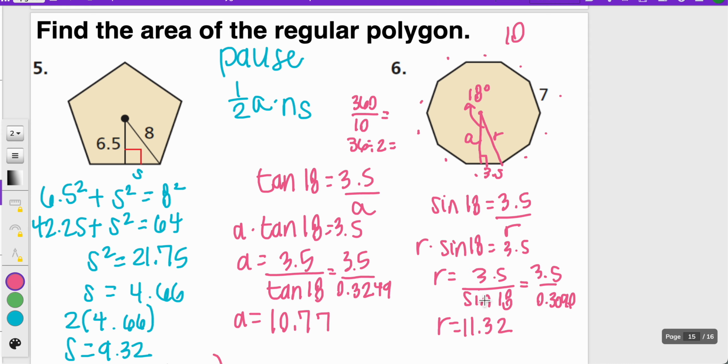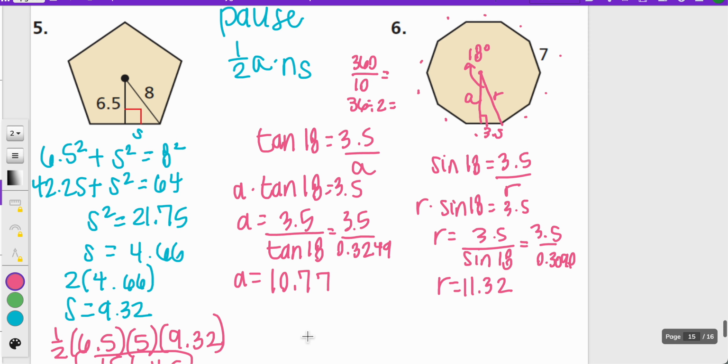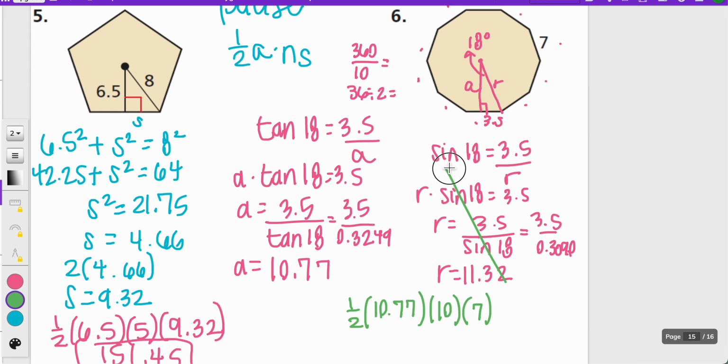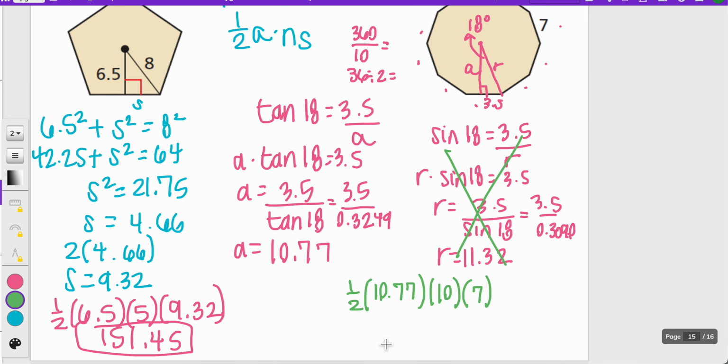Finally, I'm going to have to then use all that information to help me figure out my area, because now I don't even know why I did radius. That would be how you could find the radius, but we didn't need it because to find area, you just need 1/2 of your apothem, which is 10.77, times the number of sides. We decided this was a 10-sided figure, times the length of the side, which is 7. So I did all that extra work for nothing. Yay me. 376.95 should be your final area for that one.